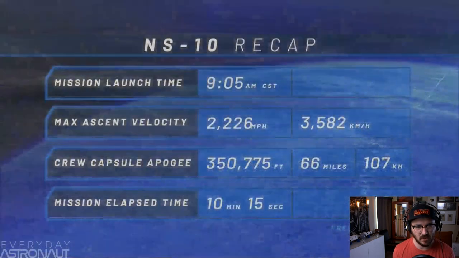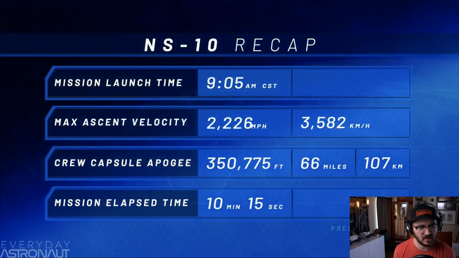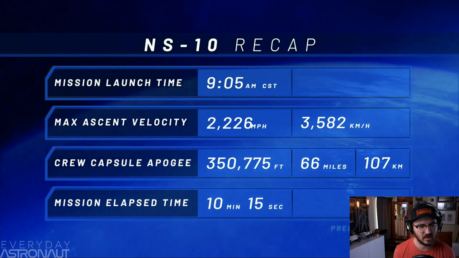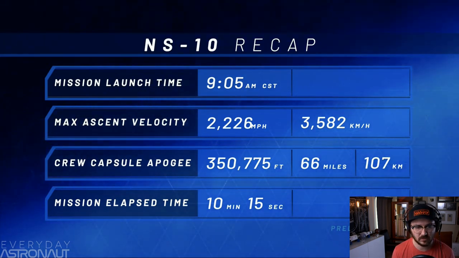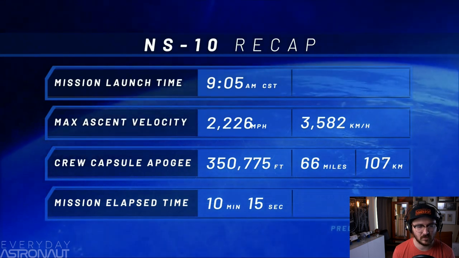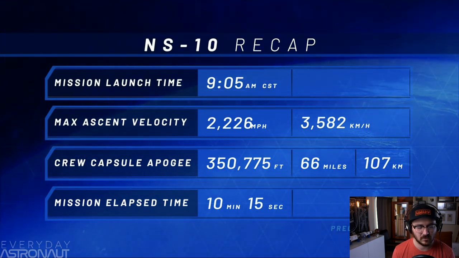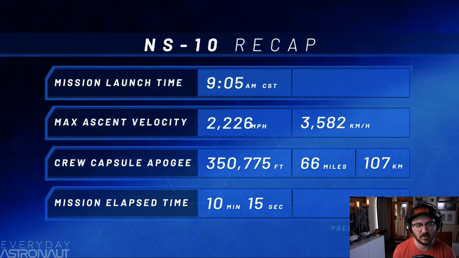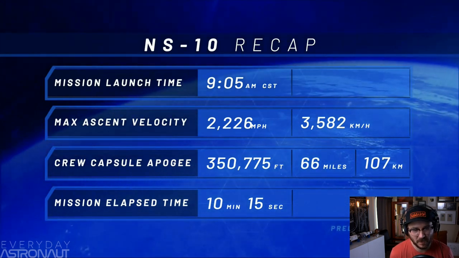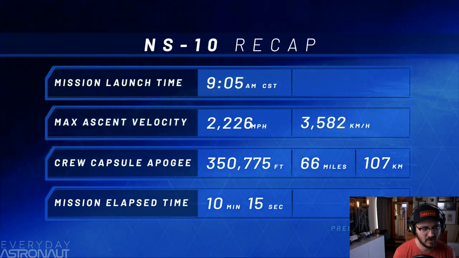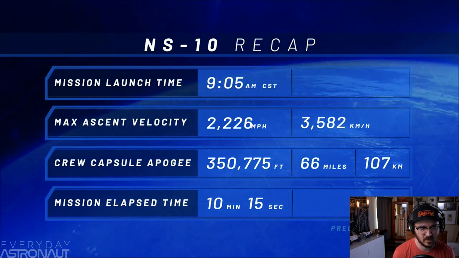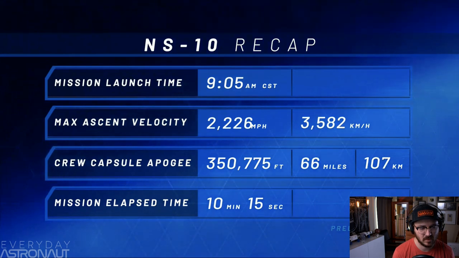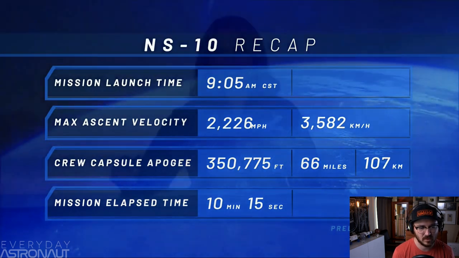All right, let's go through some unofficial statistics here. Mission launch time, 9:05 a.m. Central Standard Time. Maximum ascent velocity, 2,226 miles per hour, or about 3,600 kilometers per hour. Crew capsule apogee, 350,775 feet, or about 107 kilometers. Mission elapsed time, 10 minutes and 15 seconds of launch excitement. That was just an incredible day.